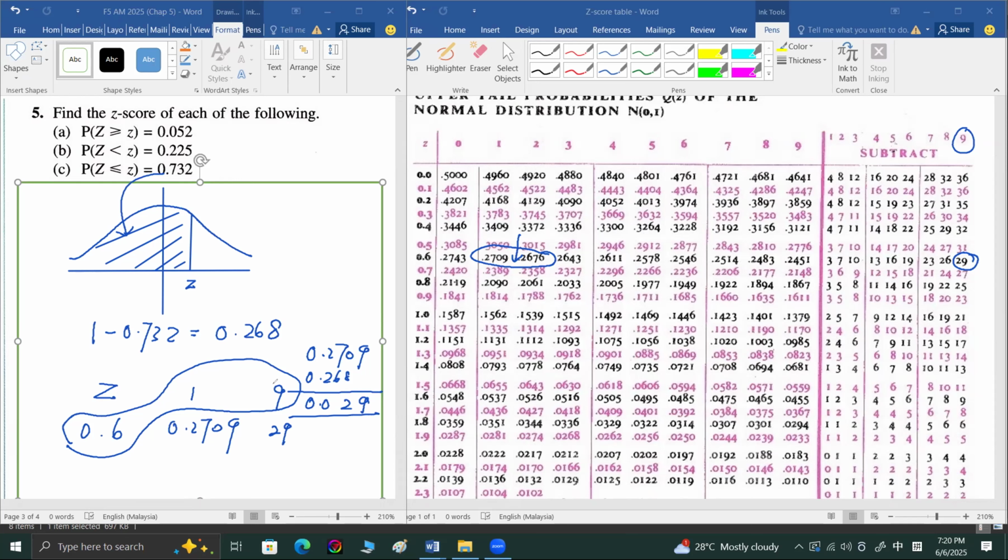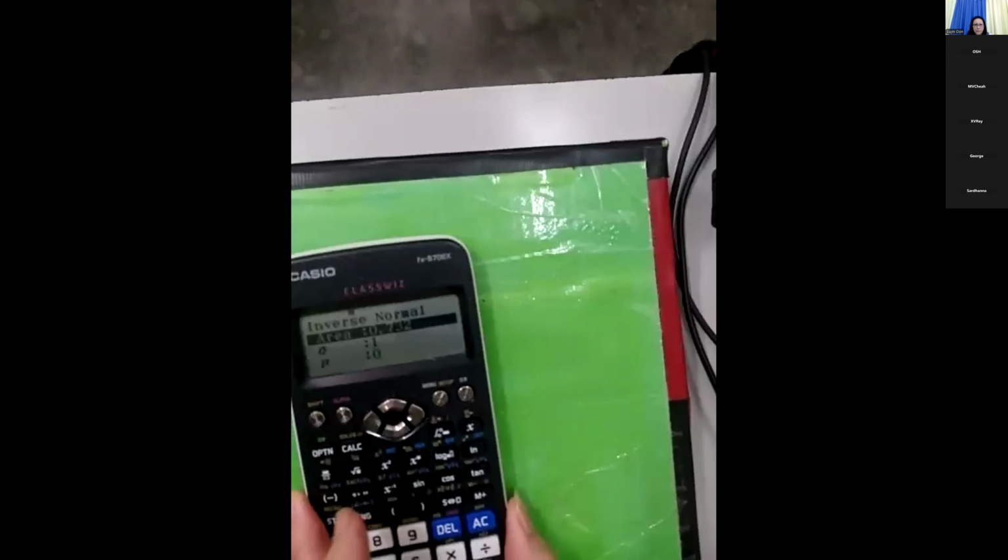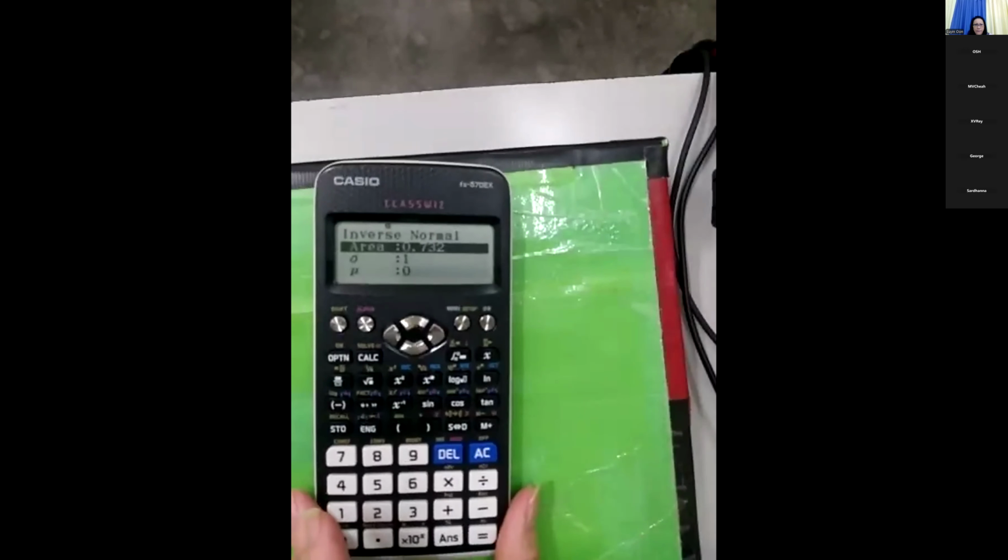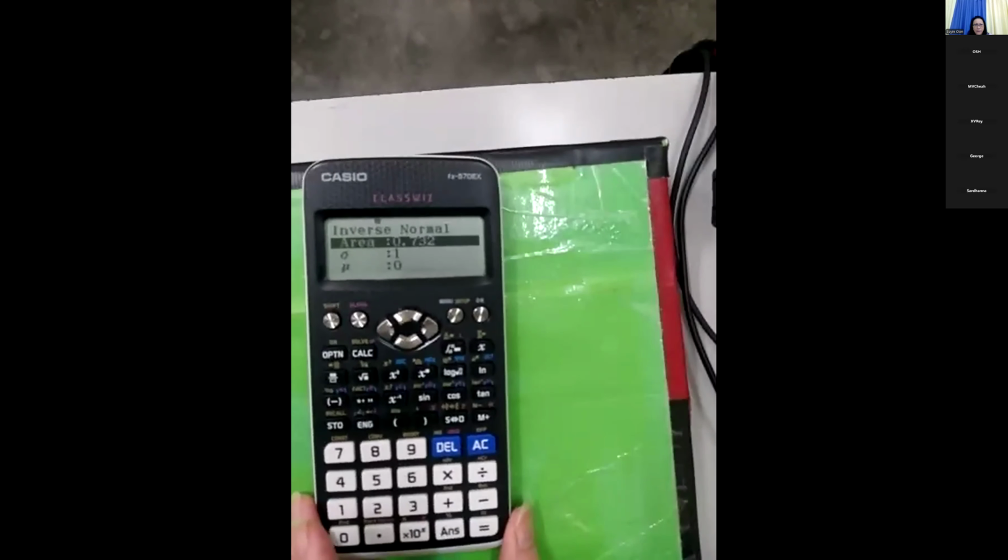That's why I said, if you are using the calculator of EX1, it's advanced, you see? Just to show you, okay. I'll show you again. That's how you go to the inverse.